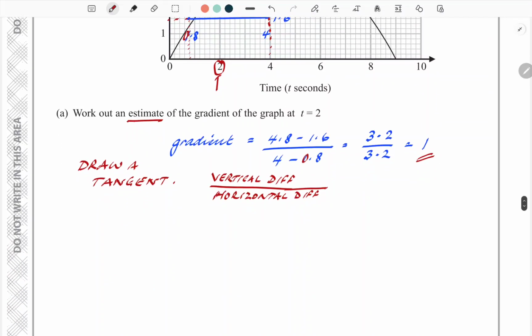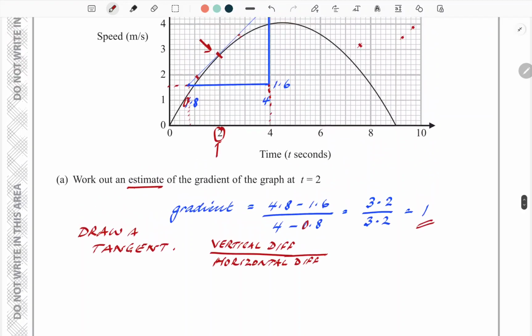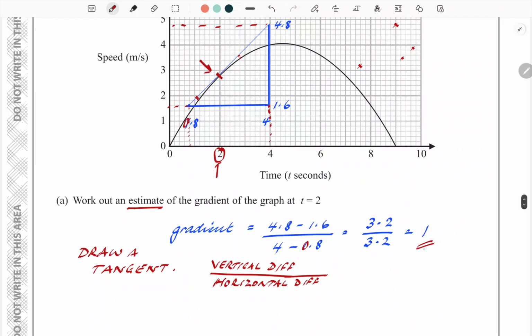Let me just see if they've given the units. They haven't even bothered giving units here. But anyway, I get a gradient of 1.